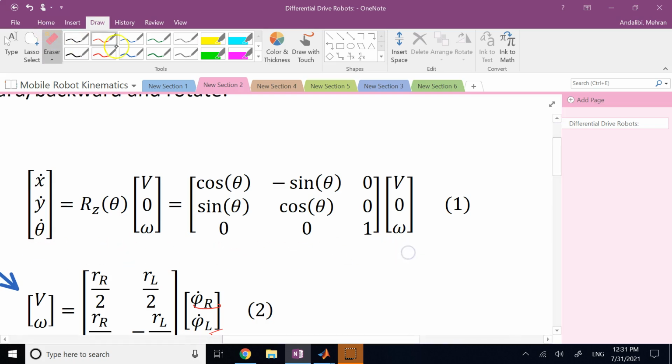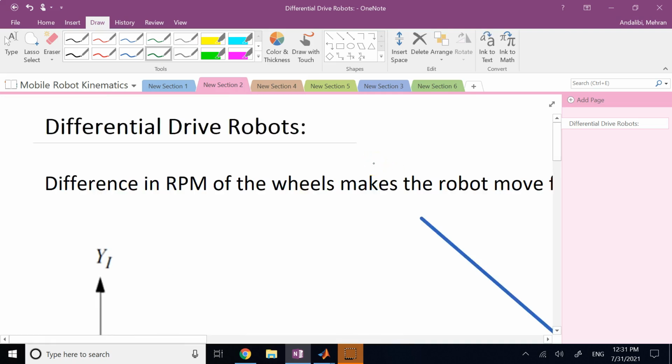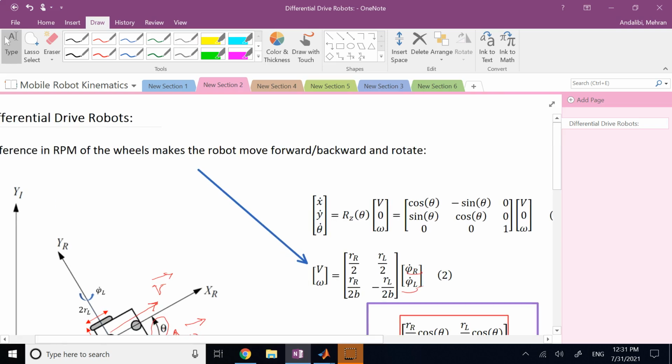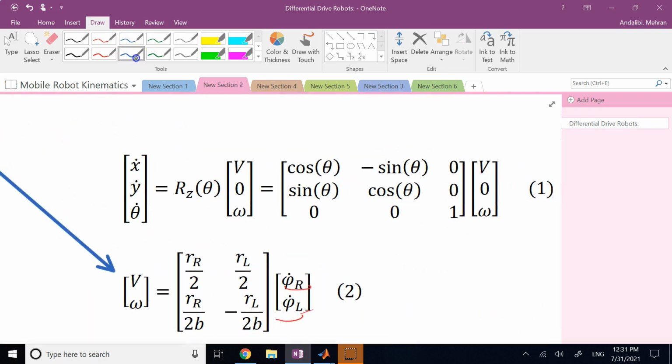Y dot here is the second row, so it is going to be sine theta times v plus cosine theta times 0 plus 0 times omega, so you will get sine theta times v. And finally, we have theta dot, which is going to be 0 times v plus 0 times 0 plus 1 times omega, so theta dot equals omega.